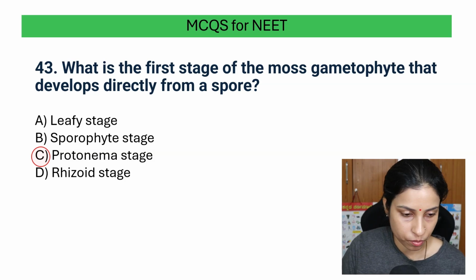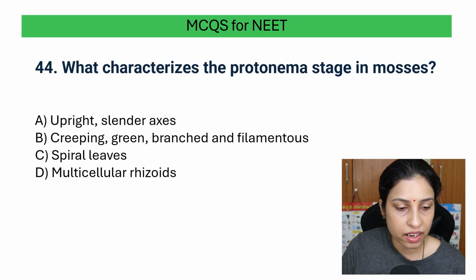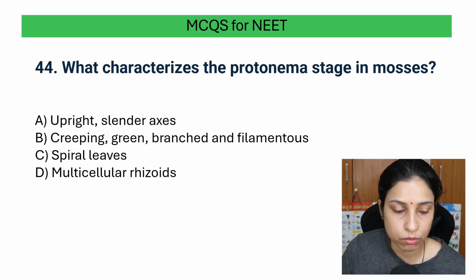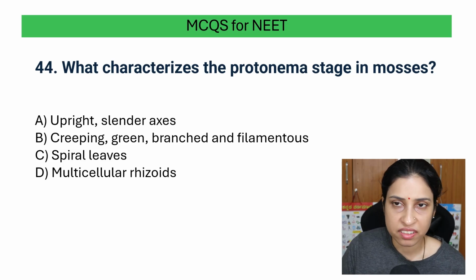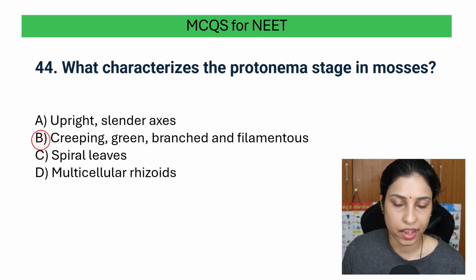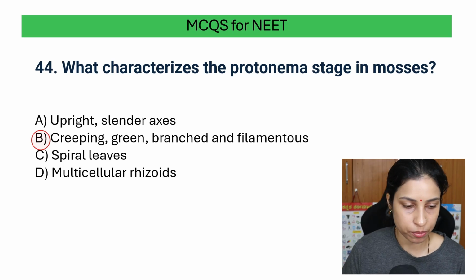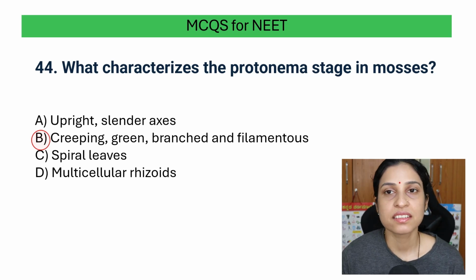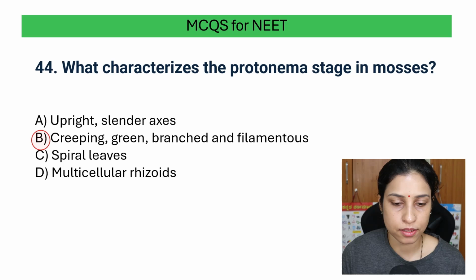Okay, next, what characterizes the protonema stage in mosses? What is the characteristic feature of the protonema in mosses? Is that an upright and slender axis? No. Creeping, green, branched and filamentous. It is a creeper-like, green, branched and filamentous structure. Okay, it is the main characteristic of the protonema in mosses.